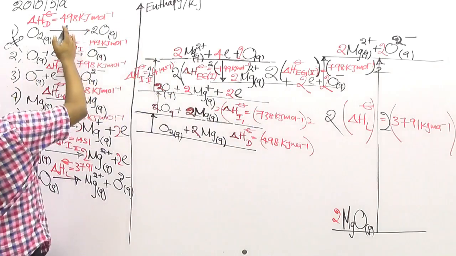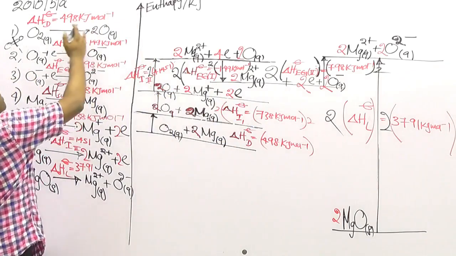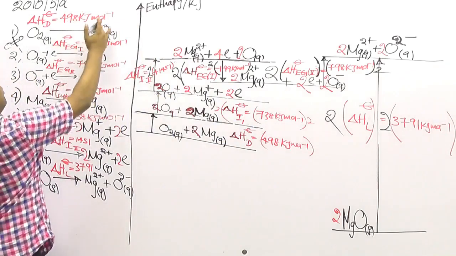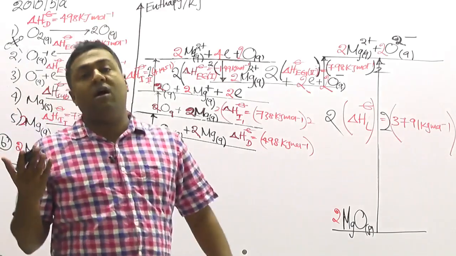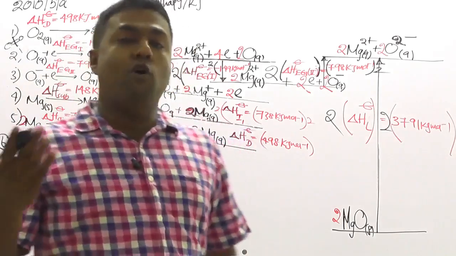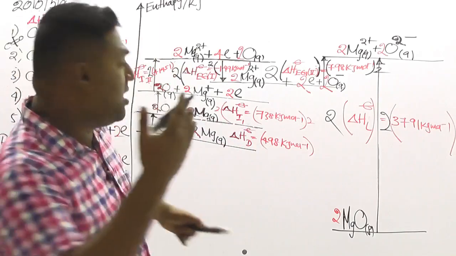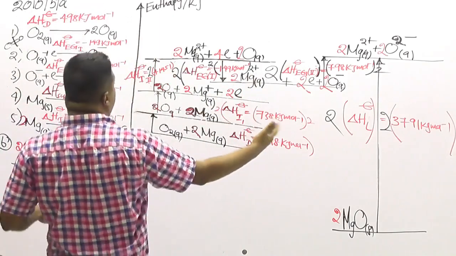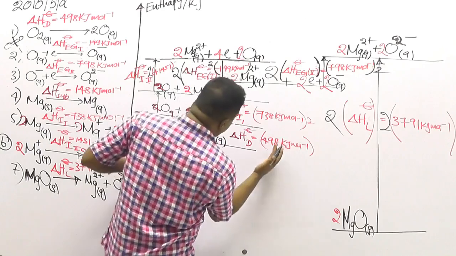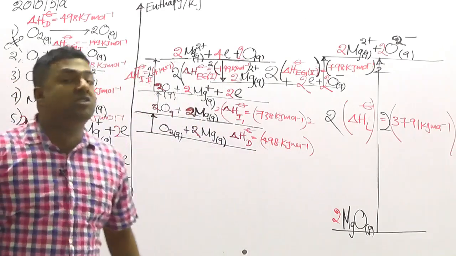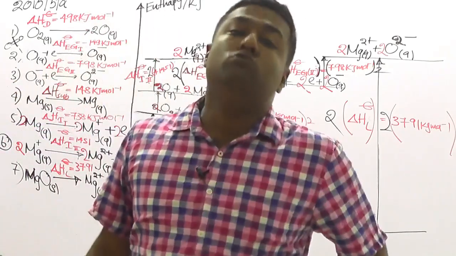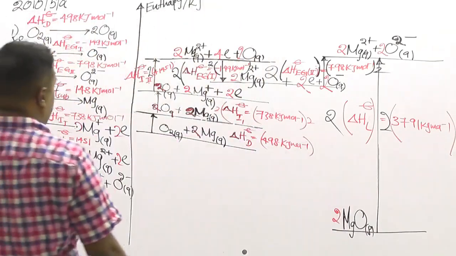Because that conversion results in 2 moles of O gas, you don't need to multiply the bond dissociation enthalpy by 2, right? You don't need to multiply.